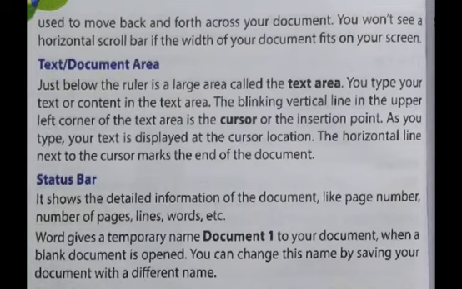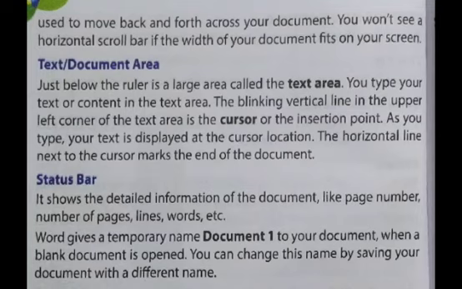Just below the ruler there is a large blank area available, and this area is called text area. You can type your text, stories, letters here. And there is a small blinking vertical line in the upper left corner. This blinking line is called cursor or insertion point.